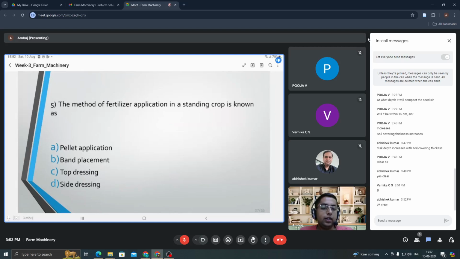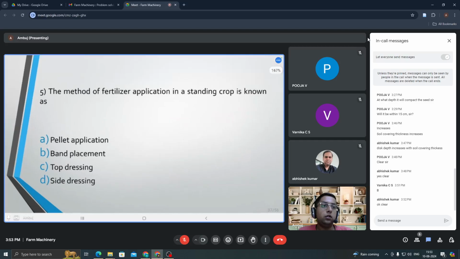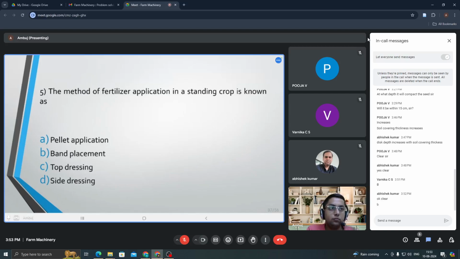Yes. The next question. The method of fertilizer application in standing crop is known as pellet application, band placement, top dressing, or side dressing. Try to answer. Then I'll tell you the explanation. Method of fertilizer application in a standing crop. B. Band placement. Okay. Good.